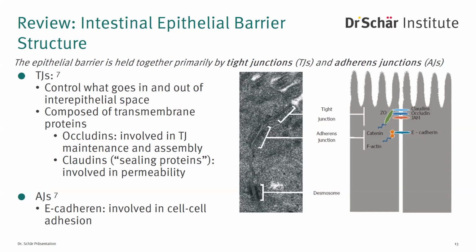Tight junctions are highly dynamic structures whose degree of sealing varies in response to external stimuli, as well as physiological and pathological conditions. The tight junctions are composed of transmembrane proteins, occludins, which are involved in tight junction maintenance and assembly, and claudins, which are the sealing proteins involved in permeability. The function of adherens junctions is just what it sounds like. They're responsible for cell-to-cell adhesion.